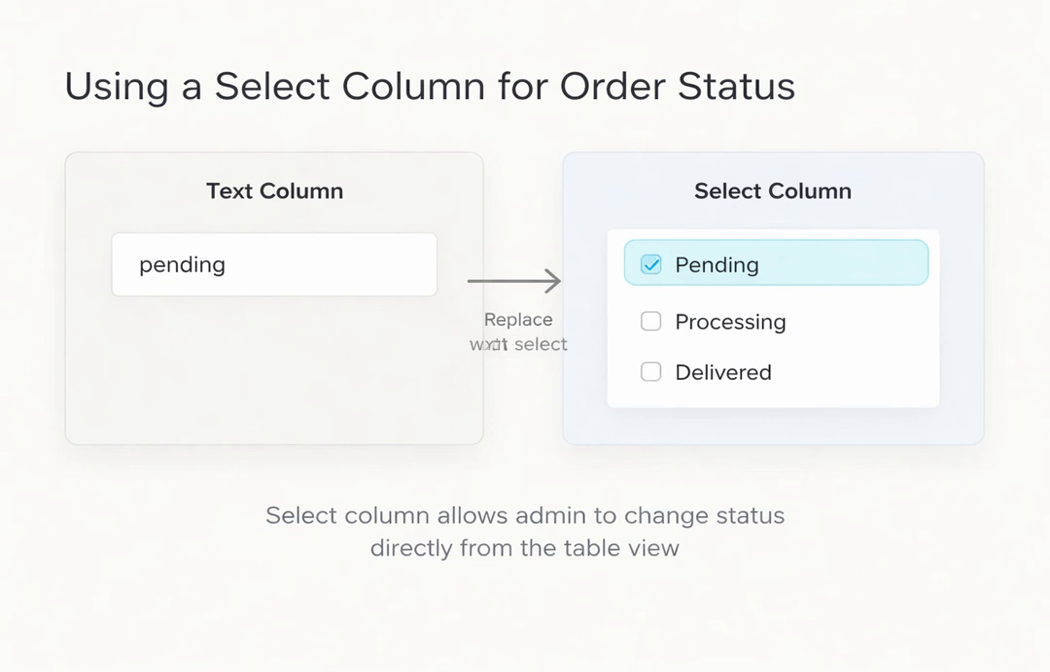This is a much better approach because it restricts the values to only the valid options, pending, processing, and delivered, and lets the admin change the status with a simple click right inside the table. No free text typing, no risk of typos. The admin just picks the right value from the dropdown and it updates immediately. This is a key UI decision that makes the admin panel much more usable.